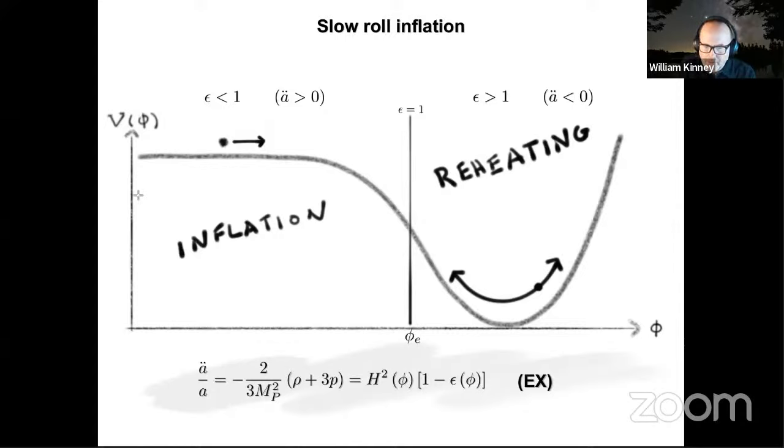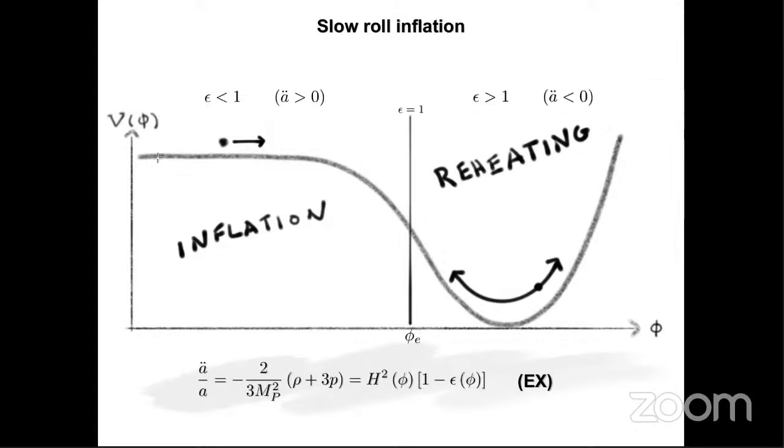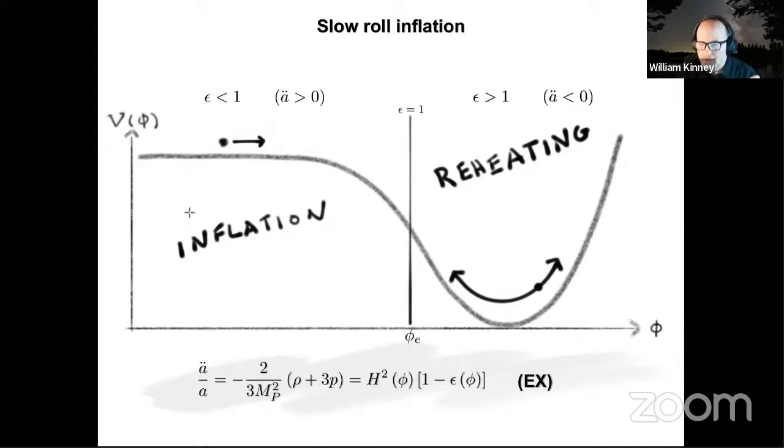One more question. When phi tends to infinity, epsilon goes to 0 in this example. Can you tell me what this means physically? I'm sorry, I don't understand the question. Epsilon tends to 0 when phi goes to infinity. That's right.